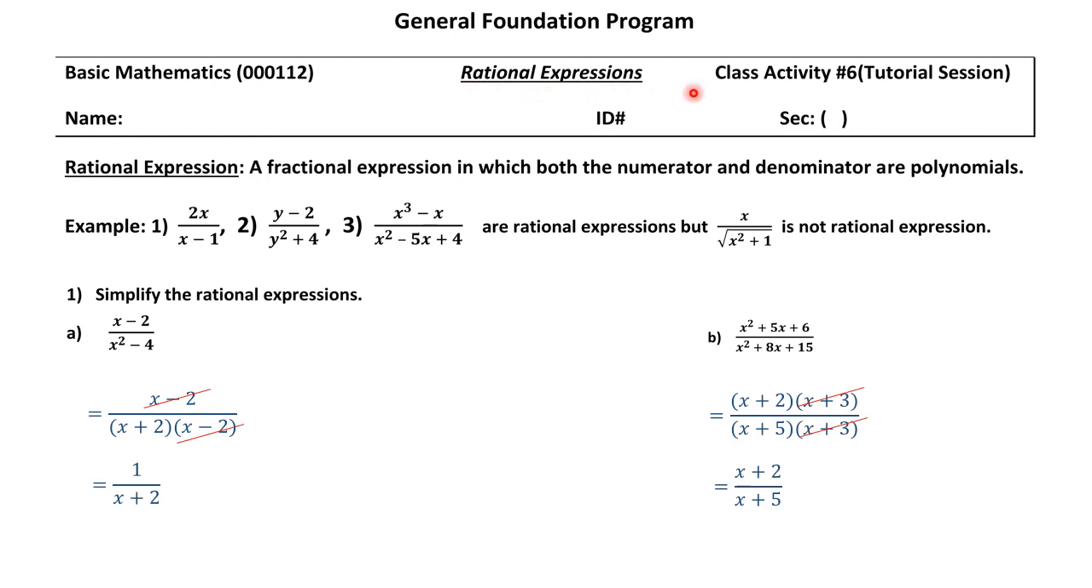Rational expressions. Class activity number 6. I will review here only a few questions. Question number 1, part B, x square plus 5x plus 6. We have to factorize it.